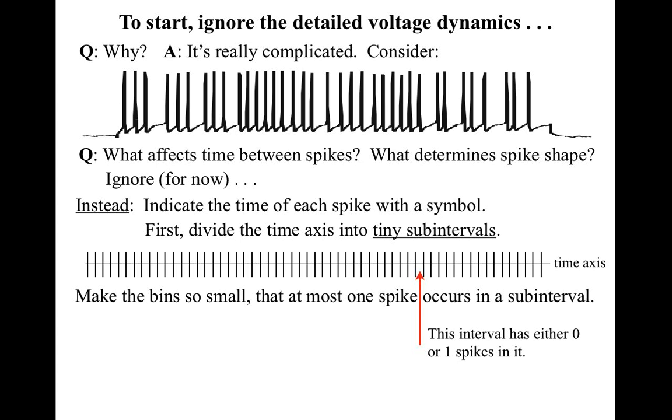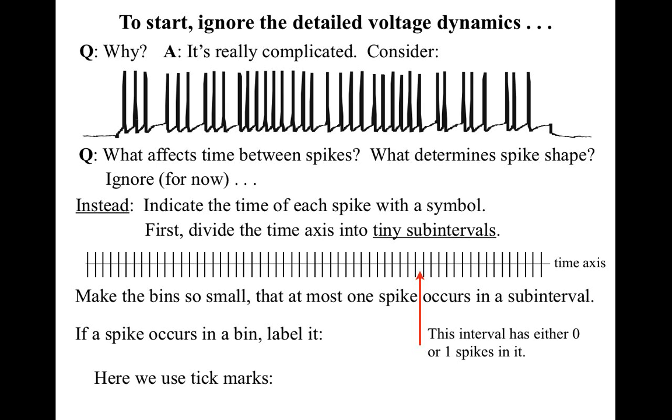So choose any subinterval you want. I've indicated one here with a red arrow. This interval has either 0 spikes or 1 spike in it. So each interval has at most one spike. It might have none, but it can have at most one spike. And if a spike occurs in a bin, we're going to label it. And here we can use tick marks. So for example, if a spike occurs in a particular bin, we'll put this bold vertical line in that bin.